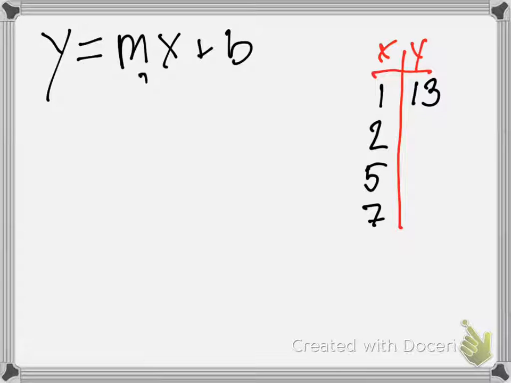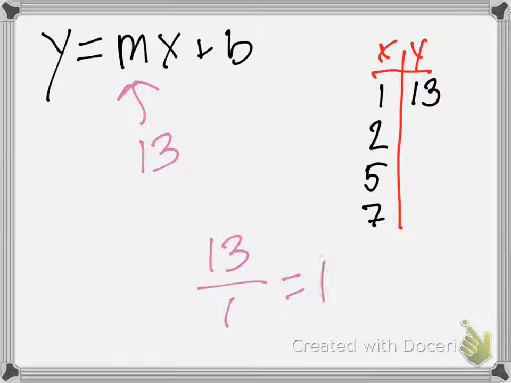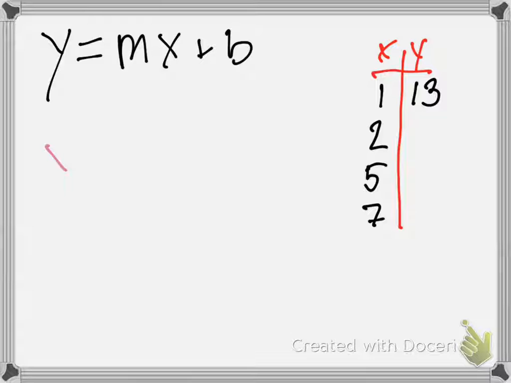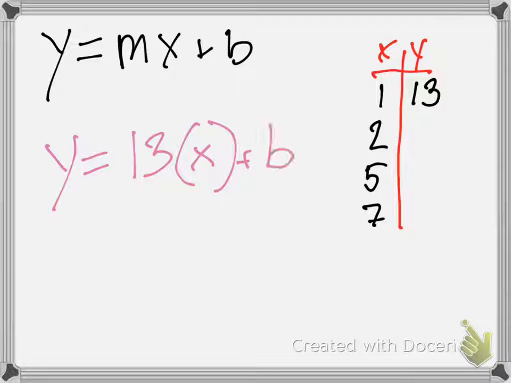First things first, I want you to find the m. I want you to find the slope. So, here, what is our slope? What's our slope, Miles? The slope is 13. 13, because it's y over x, and it's 13 over 1. 13 over 1 is just 13. Exactly. So now in our formula, we have y equals 13x plus b.